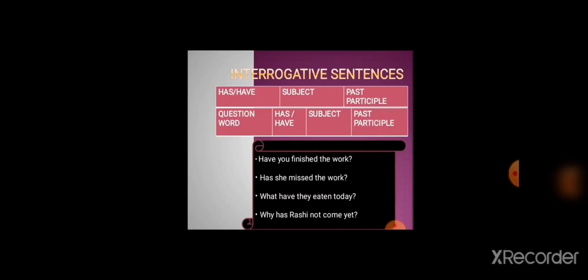See the examples. Have you finished this work? Has she missed the work? What have they eaten today? Why has Rashi not come yet?